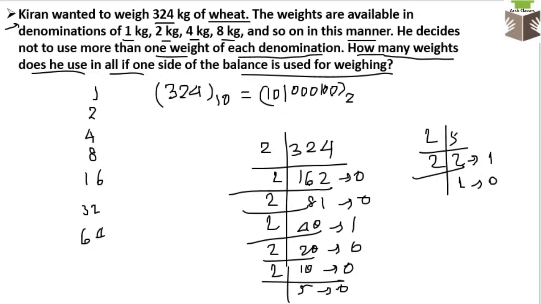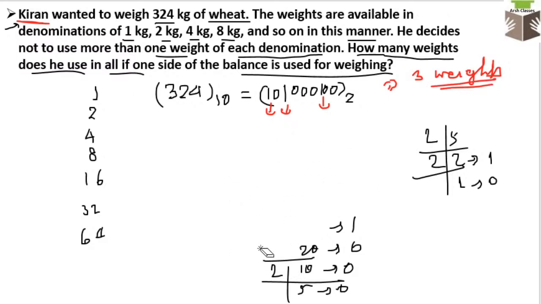As you can see, as many 1s as there are here, that many weights Kiran will require to weigh 324 kg. So how many ones are there? Here is 1, here is 2, and here is 3. So that means a total of 3 weights. This is one way to answer this particular question.